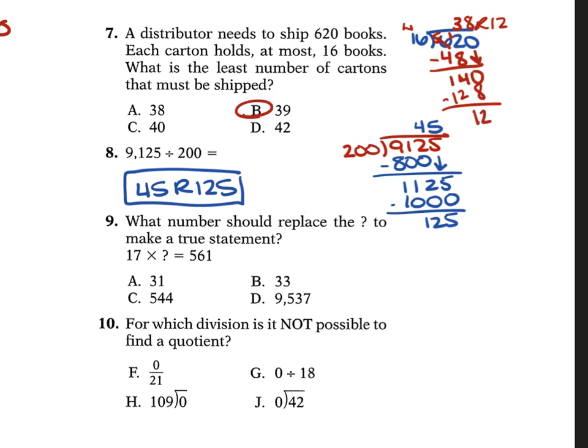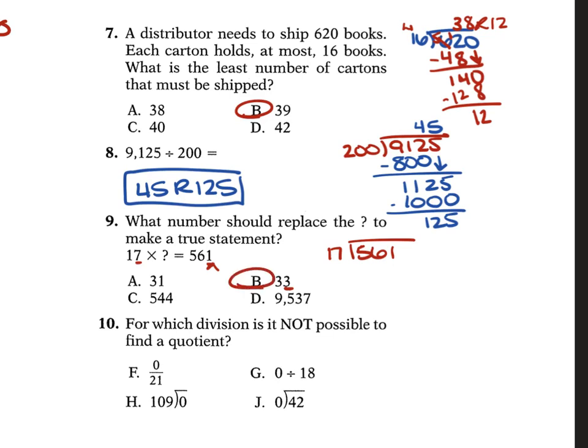17 times what is 561? Well, if we divide the 561 by 17, we can get that answer. We can also say to ourselves, the 1 times 7 is 7. That's not going to give us a 1 in the 1's place value. However, 3 times 7 is 21, and that's going to work. So B would be our answer.